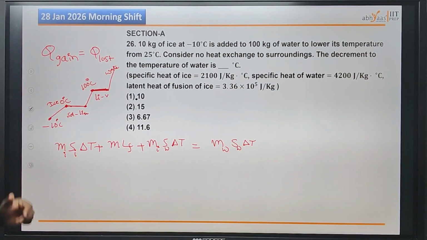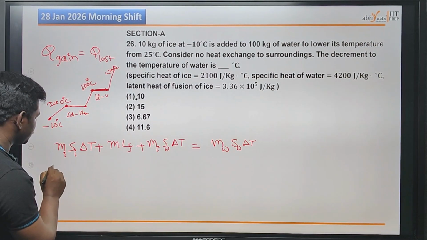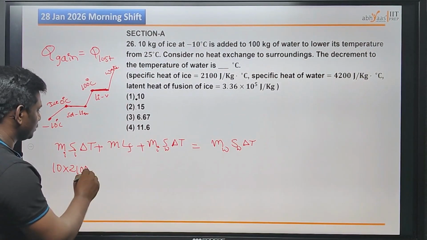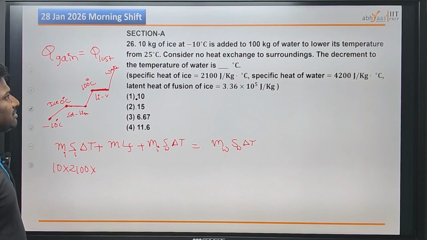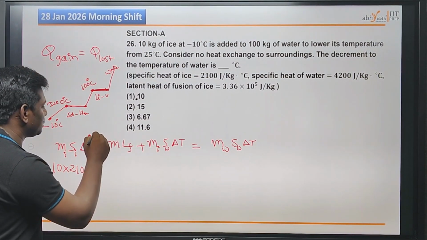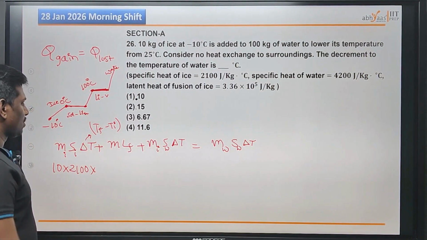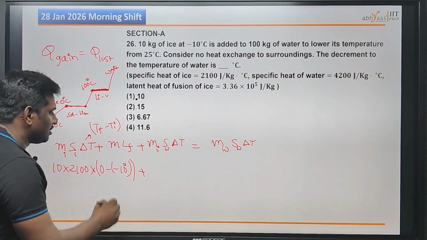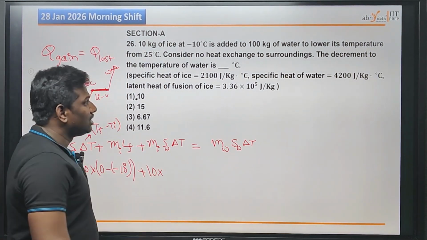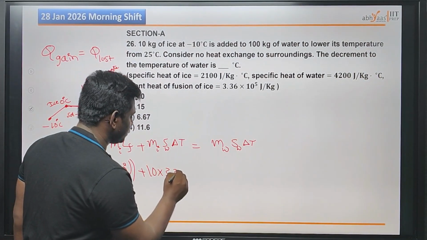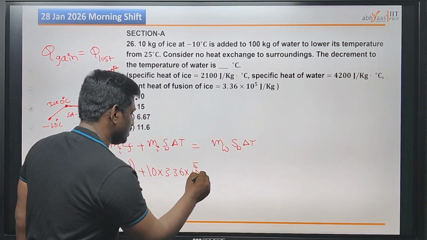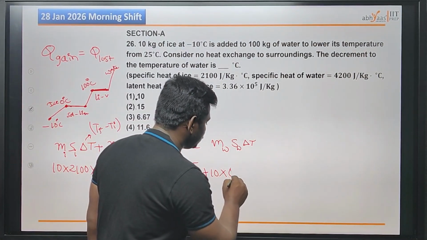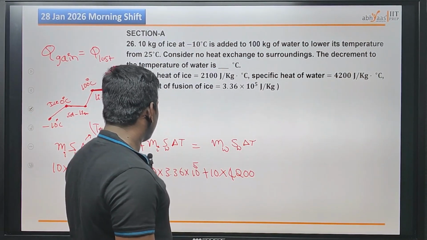What do you have to do? You have to just substitute the values. Mass of ice is 10 kg into specific heat of ice 2100 joule per kg. And what is the delta T? Final temperature minus initial temperature. T final 0 minus of minus 10 degree centigrade, plus mass of the ice, that is also 10, into latent heat of fusion, that is 3.36 into 10 to the power 5, plus mass of the ice 10 into specific heat of water 4200 joule per kg.